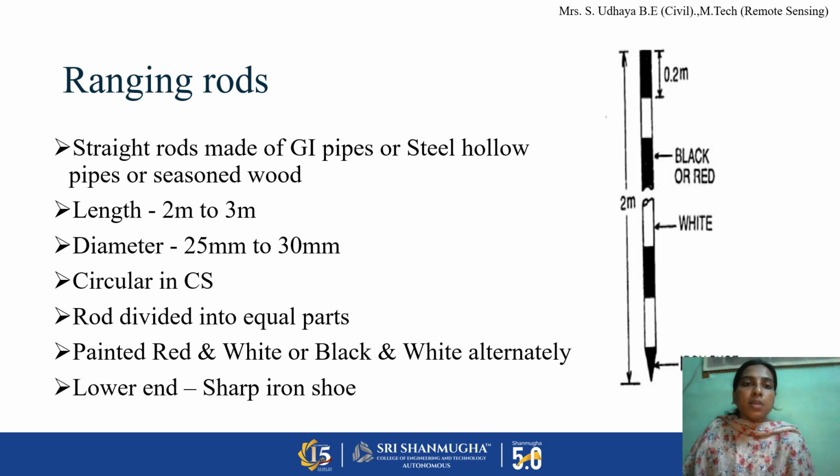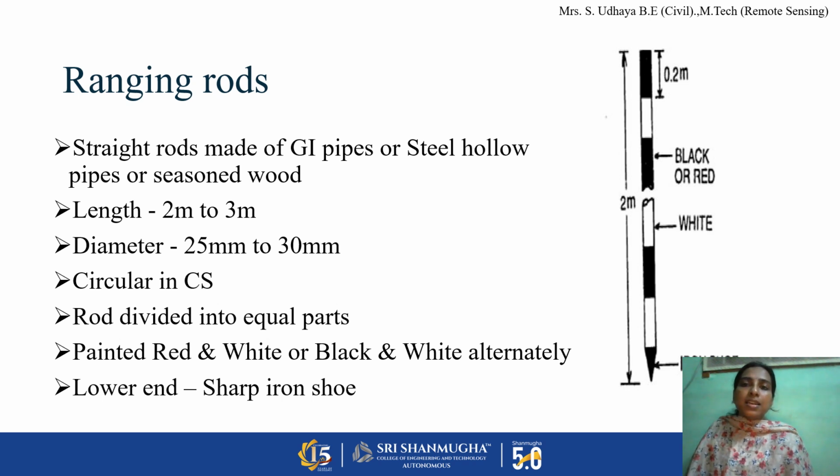Before discussing the methods of ranging, let us look at the instrument used for ranging, that is the ranging rod. A ranging rod is a straight hollow steel rod about 2 meters to 3 meters in height. It is circular in cross section, and its diameter is about an inch, that is 25 mm to 30 mm.